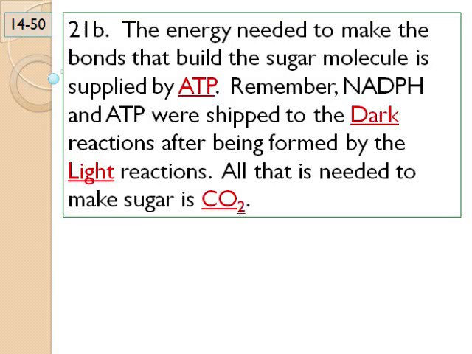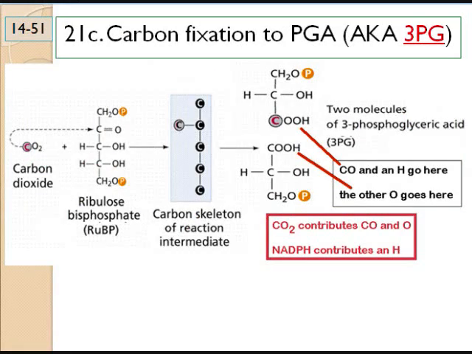So all you need now, when you've got the H's coming in from the light reactions, is the carbon dioxide to provide the other 2 components. So here's how it works. Okay. Here's the carbon dioxide. This RuBP is cycling around. It's cycling around. That's part of the Calvin cycle.